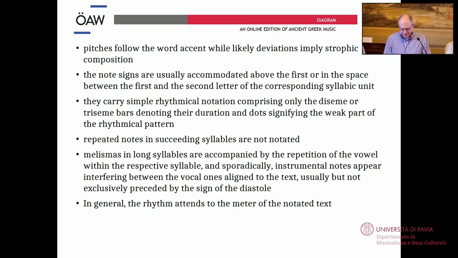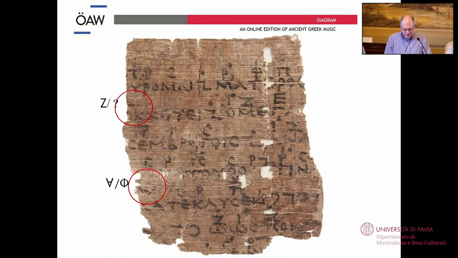Last year in our meeting, I focused on the notation of the Orestes fragment, and I argued, among other issues, on the uncertainty of the note zeta at the beginning of the second line of the fragment, as well as the emendation of the first note in line 5 from phi to the reversed alpha. Let me now proceed to document number 9.